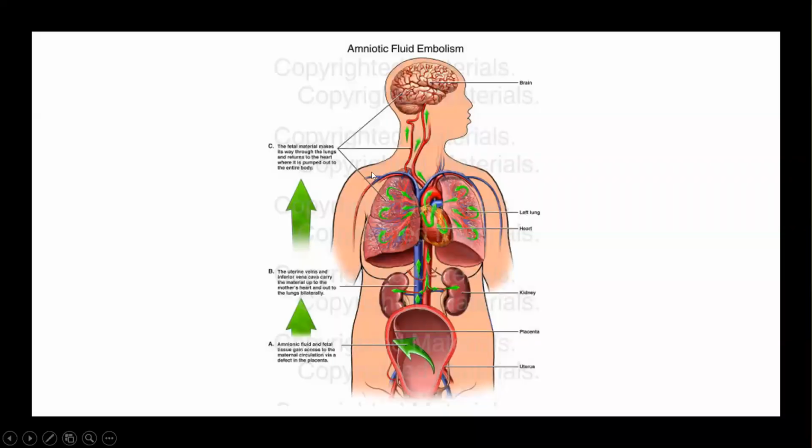So this is just a representation of what it might look like and the subsequent circulatory collapse that will happen if an amniotic fluid embolism happens. There aren't a lot of signs that it is going to happen other than that sudden cardiac arrest or those sudden symptoms that mom is exhibiting.